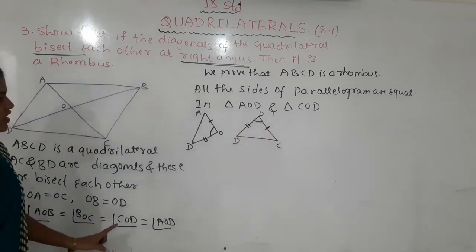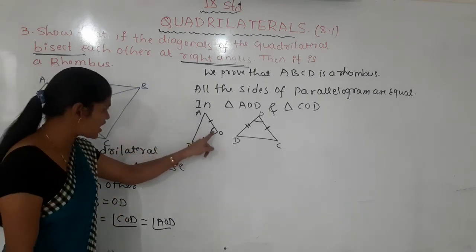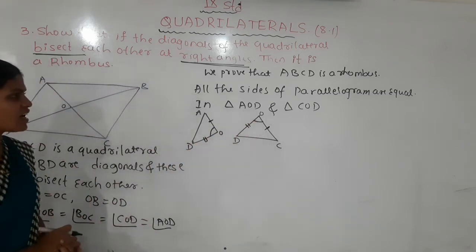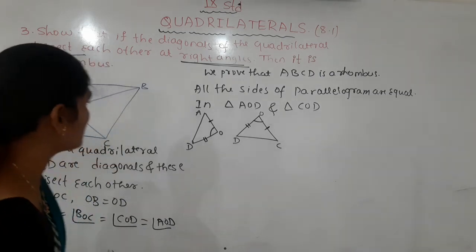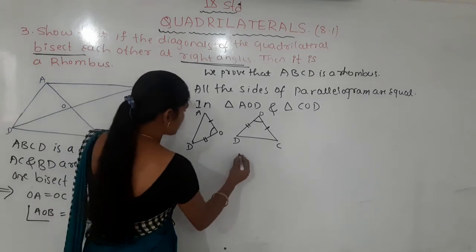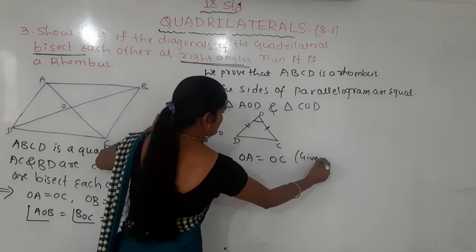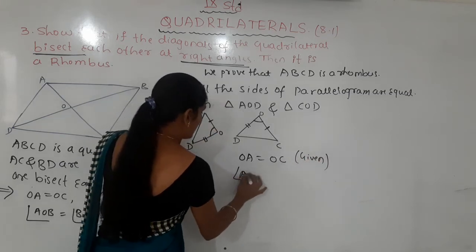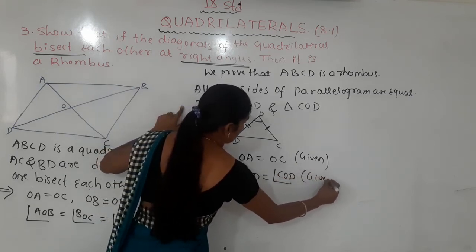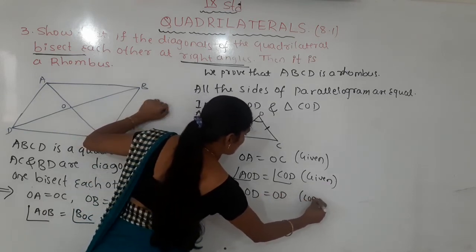Yes, then we can conclude by using the SAS congruence condition. Side angle side of one triangle are the same as side angle side of another triangle. Then we can prove these two triangles are congruent to each other. In these triangles, what are the things that are the same? OA equals OC, already given, and angle AOD equals angle COD, it is also given here, and OD is the same as OD, it is a common arm.